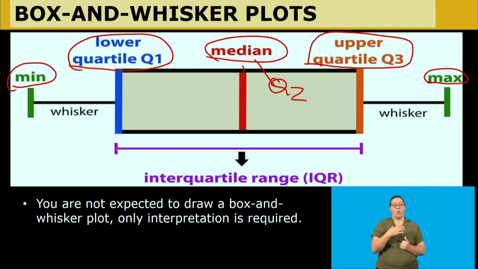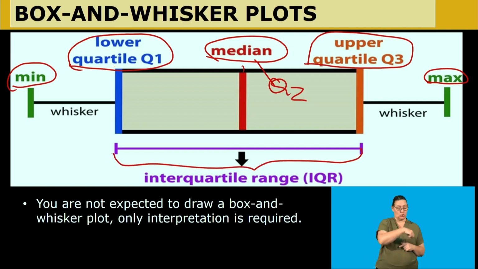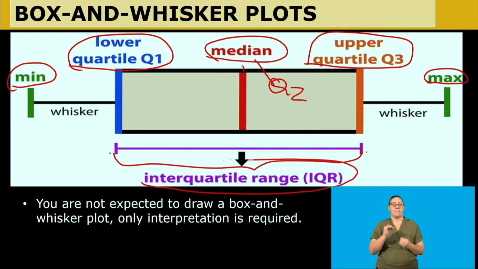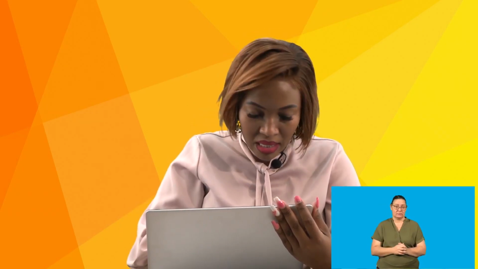And your interquartile range is between Q3 and Q1. So when you subtract Q1 from Q3, you will get what? You'll get your interquartile range. So what you see there on your screen, that is what we call a box and whisker plot. Very important, you will never be asked to draw a box and whisker plot in the exam. The box and whisker plot will be provided. Yours will be to interpret it.